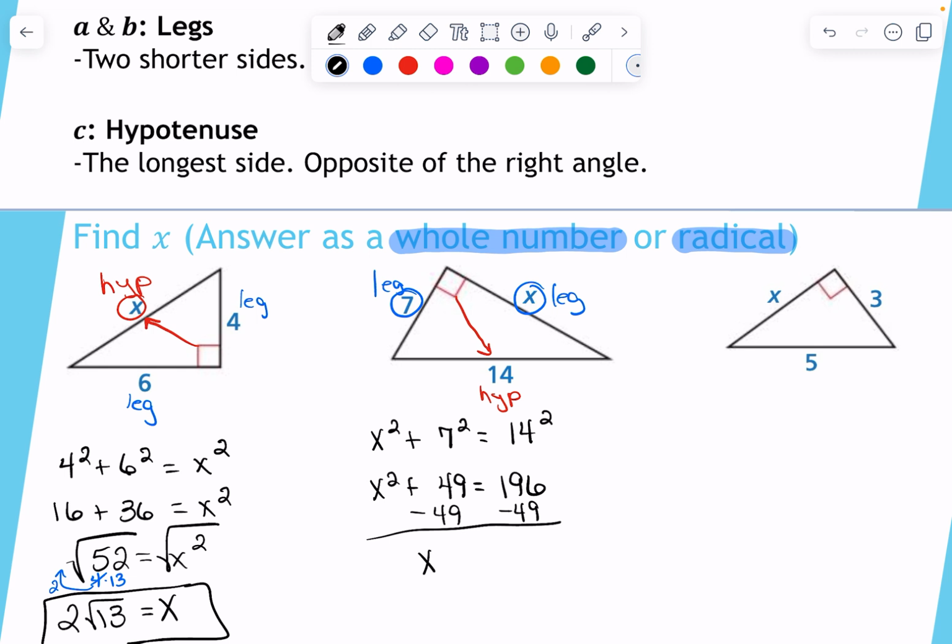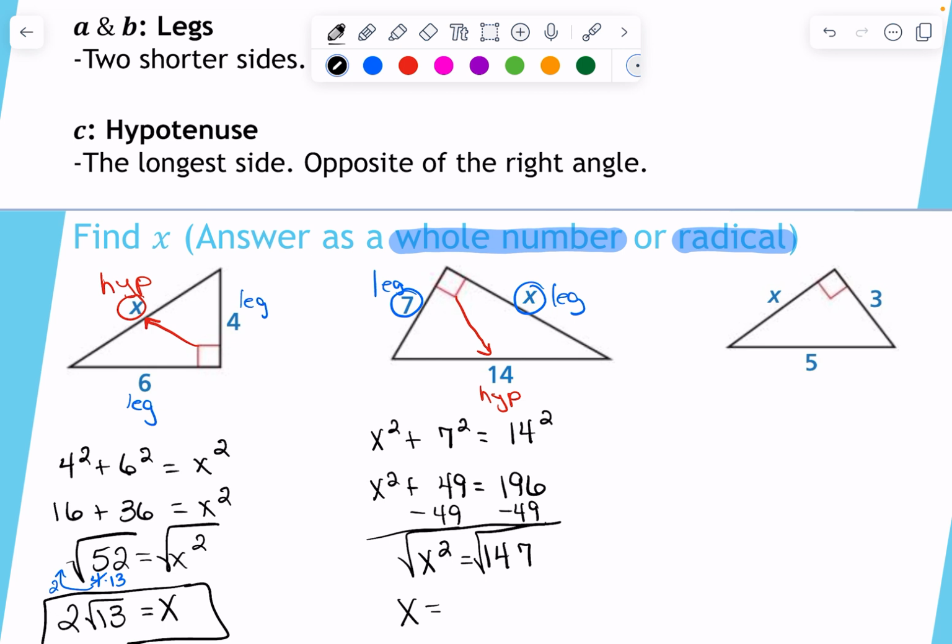And that's going to get me x squared is equal to 147. Then I'm going to take the square root of both of those. And I get x is equal to the square root of 147. Then what I need to do is look at 147 and try to figure out, are there any perfect squares that go into 147?